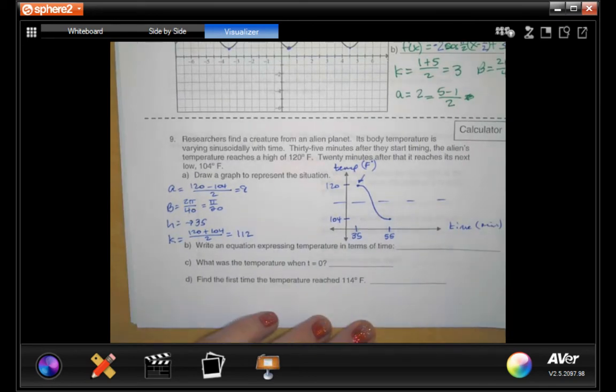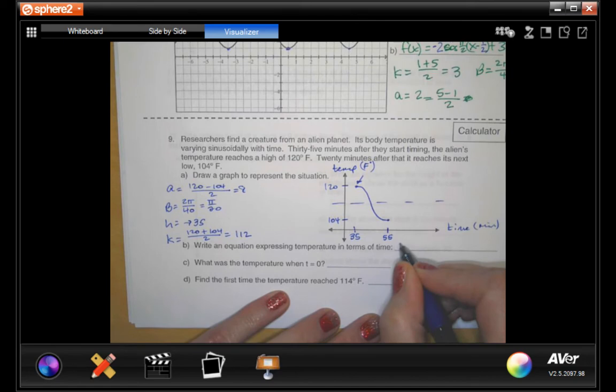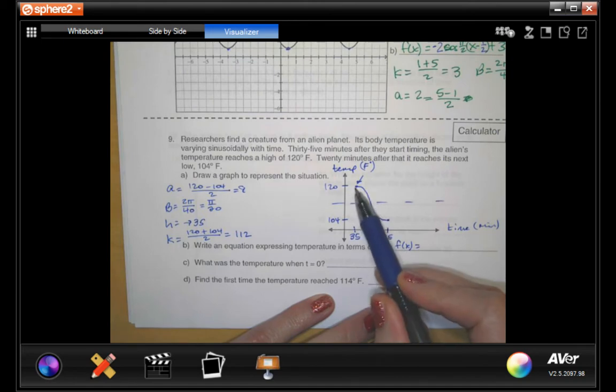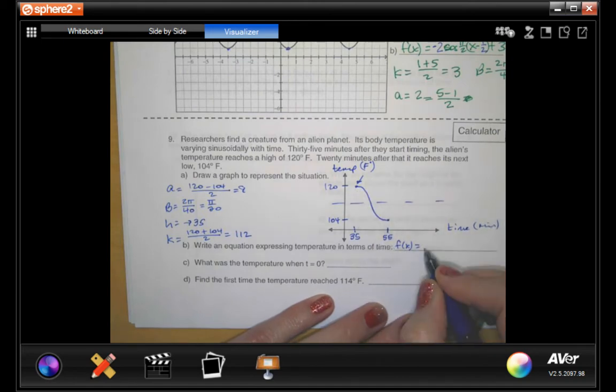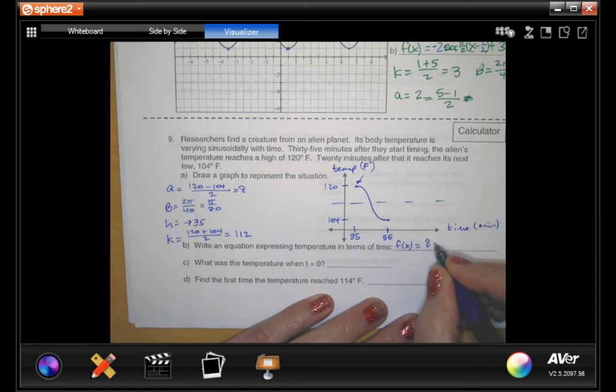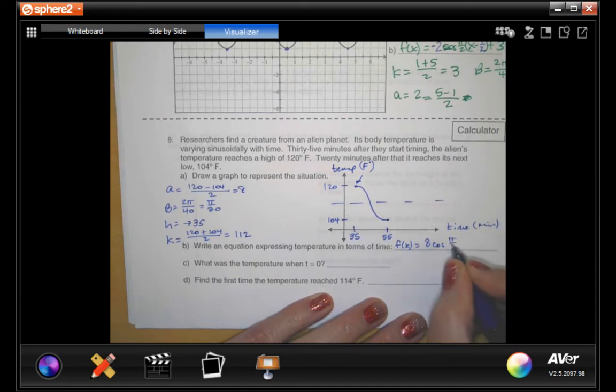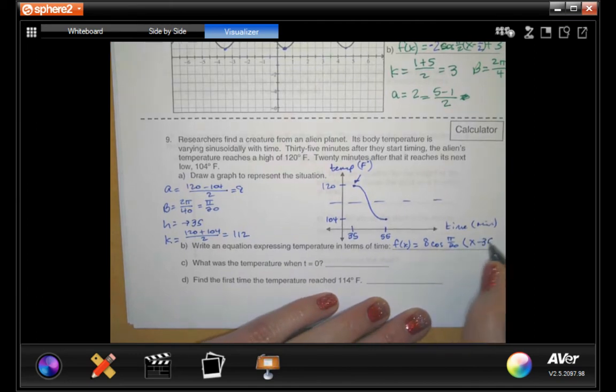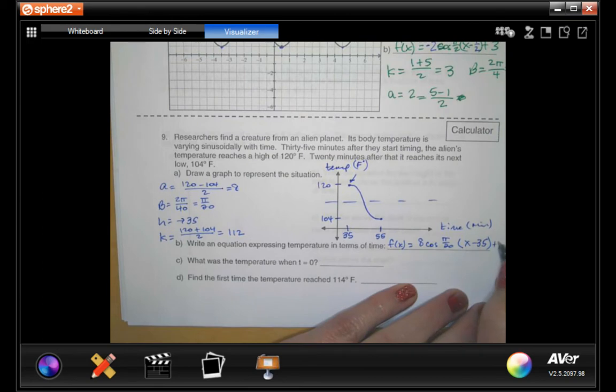Are we writing this as a sine or a cosine graph? Cosine. So f of x equals. Now, is A going to be positive or negative if we're starting at this point here? Positive. So we have 8 cosine of B, which was pi over 20, times (x minus 35), plus 112.